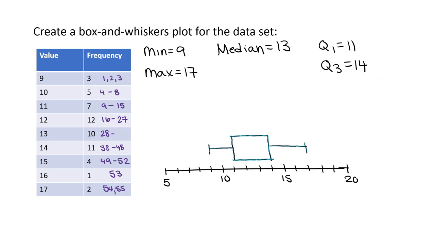There's my box. And then the whiskers extend down to the min, which is 9, and up to the max, which is 17. And then I'll put a line in the middle where the median is, and that was 13. And so there's my box plot. So a box plot is one way to kind of visualize the spread in that data set.